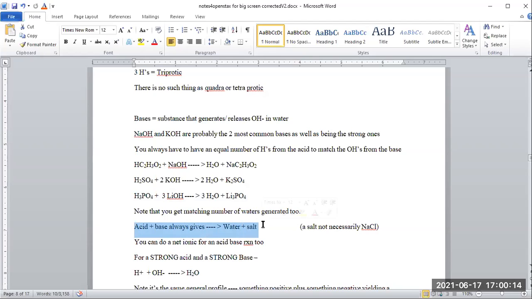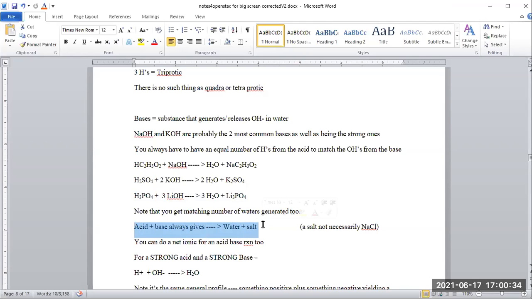So as a general trend this semester, we can make this statement: an acid plus a base gives you water plus a salt. Now, look at your three examples there. None of them are actually sodium chloride. None of them are table salt. They are all a salt, meaning that they are an ionic compound.